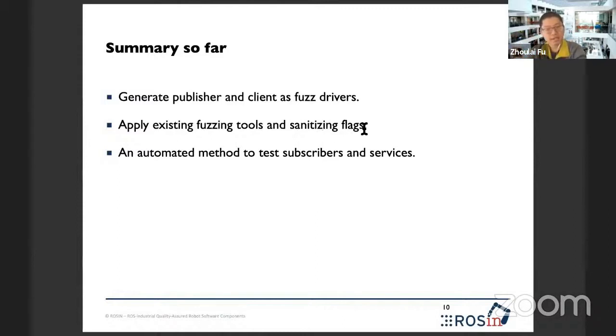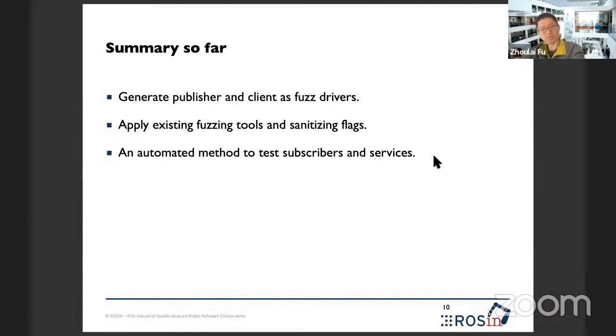It's like a compiler flag, or it's like an existing backend in the case of fuzzing. And this, we believe, is going to be a fully automated method for testing ROS components, including subscribers and services.